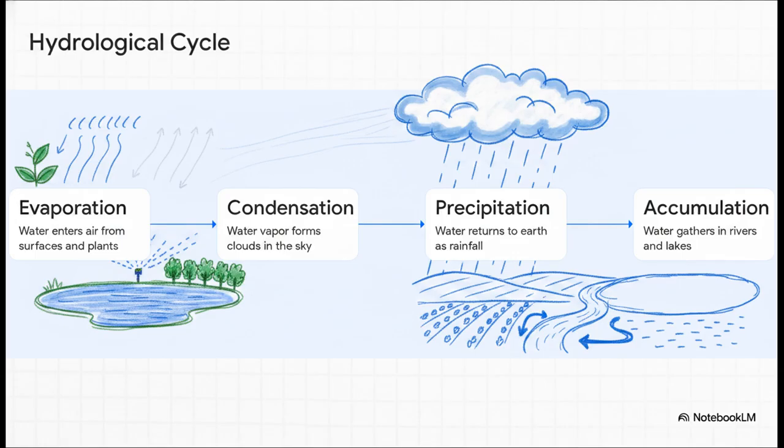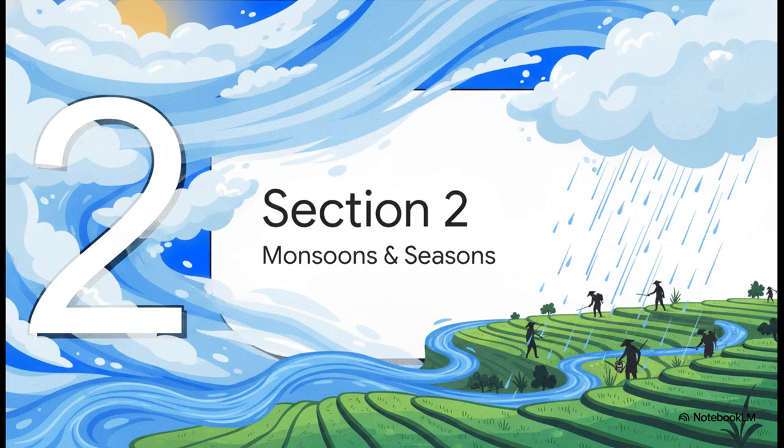That moisture then moves to Step 2, condensation, where clouds form. This naturally leads to Step 3, precipitation. Finally, Step 4 is accumulation. This is where water gathers in rivers, lakes, and vital groundwater reserves, perfectly positioned to be utilized by our crops all over again. Section 2, monsoons and cultivation seasons.